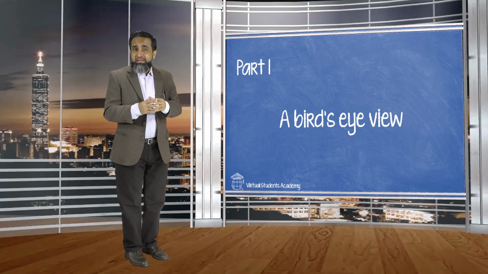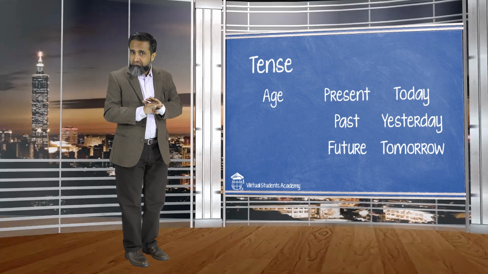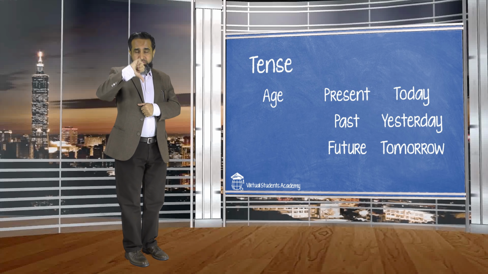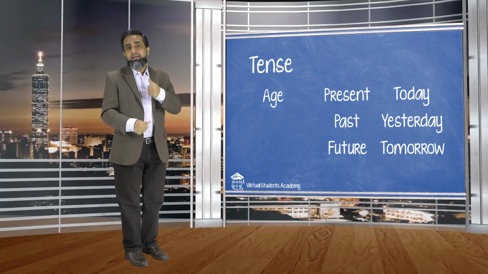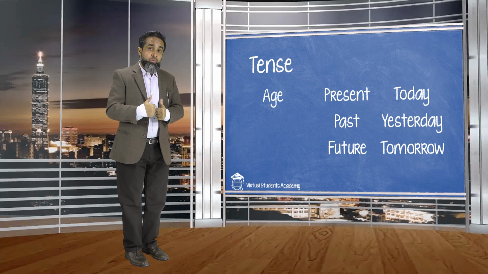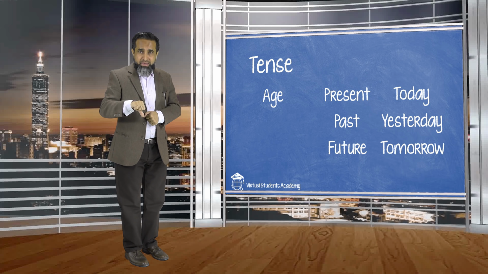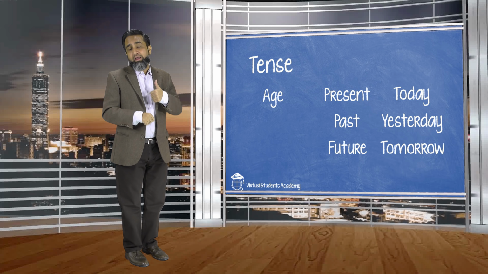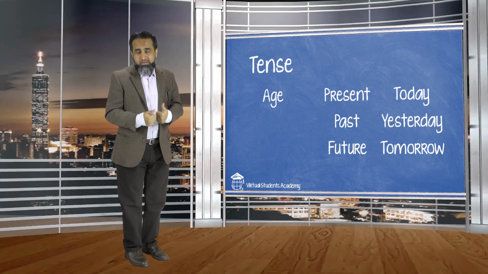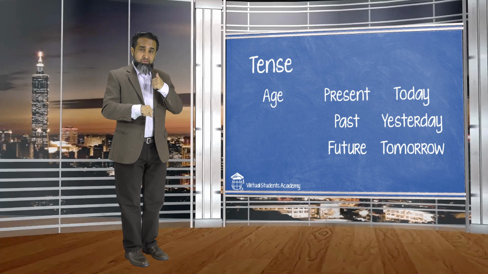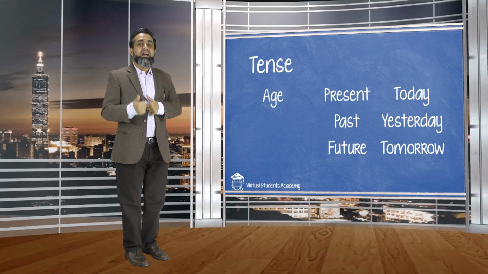Tense is an age. That's it. YTT: yesterday, today, tomorrow. Yesterday I was a boy. Today I am a man. Tomorrow I will be an old man. So that's how we live our life. Every day we have YTT. Yesterday, today, tomorrow. So tense is about age.